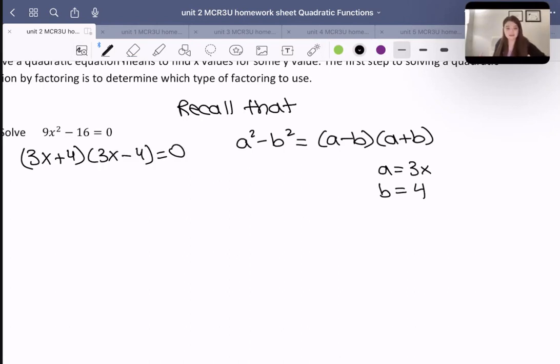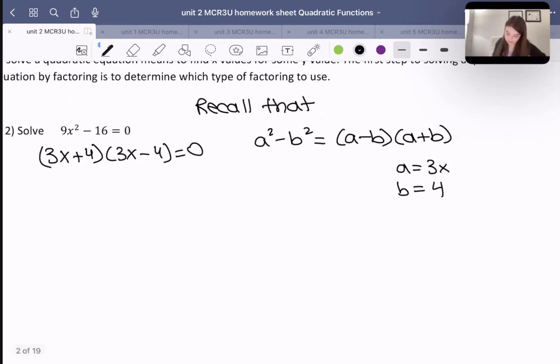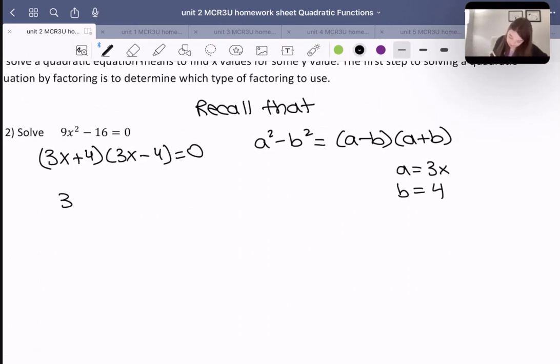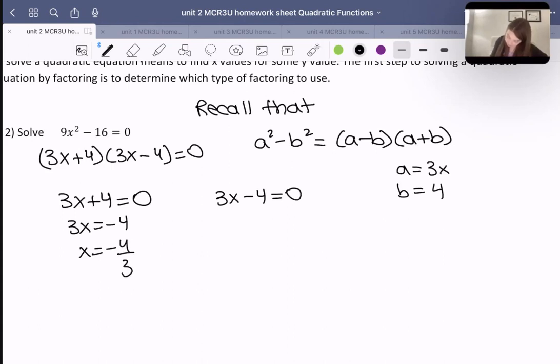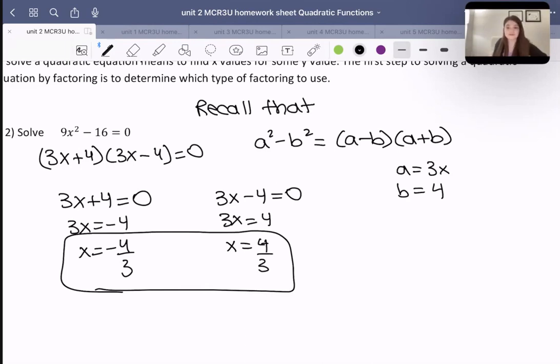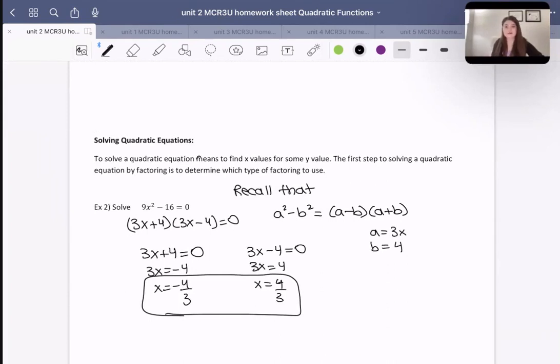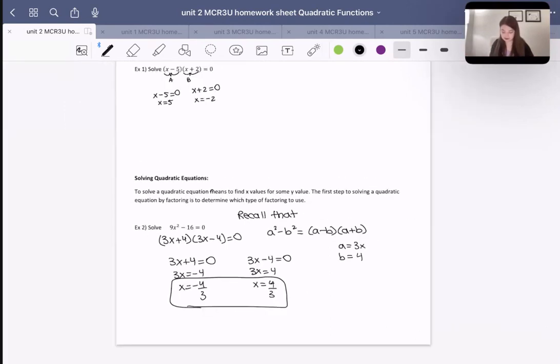Now we factored it, but it doesn't just say to factor, it says to solve. So I'm going to go through the solving step where we set both of these equal to 0, and we see what answers we get. So 3x is equal to negative 4, so x is equal to negative 4 over 3. And then here we have 3x is equal to positive 4, and x is equal to 4 over 3. So we have these two as our answers. Very good. And we can use this not just for this difference of squares, but for any difference of squares, we can use this method and find the solution this way if we wish.